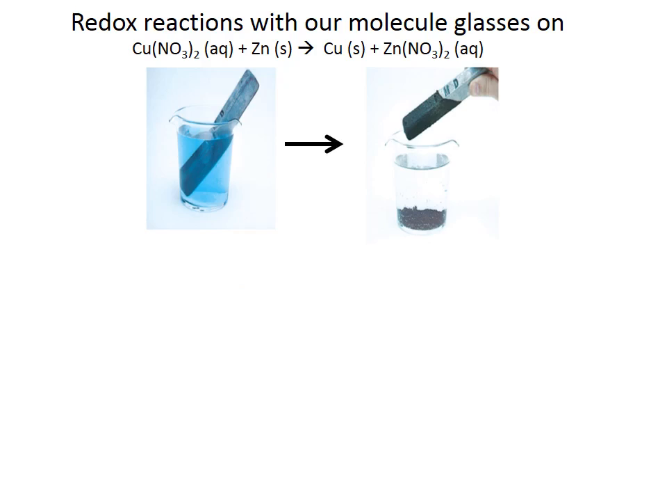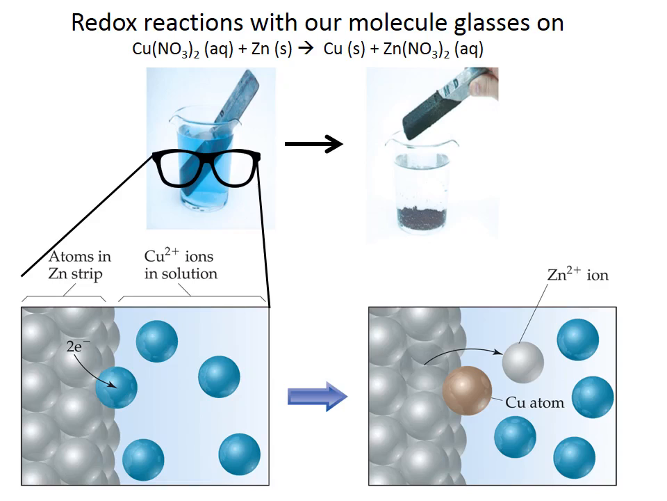Now if we put our molecule glasses on, we're going to look inside these flasks or beakers. On the left we have zinc atoms, the silvery colored atoms. Those are going to give electrons away to the copper 2 ion, and that's going to form a copper atom, which you see on the right as the copper colored atom. That's not a coincidence. And then of course we form a zinc 2 ion that floats around in the solution. That's why the solution becomes colorless, because the zinc 2 ion replaces the copper 2 ion, and zinc 2 is colorless, whereas copper 2 is blue.